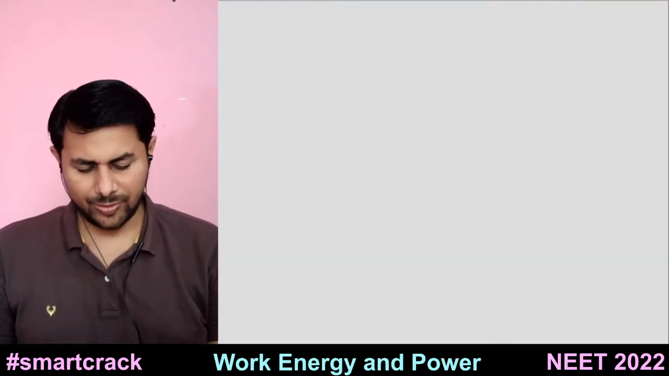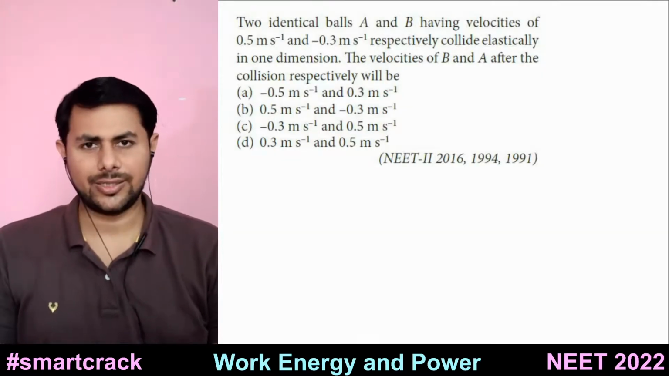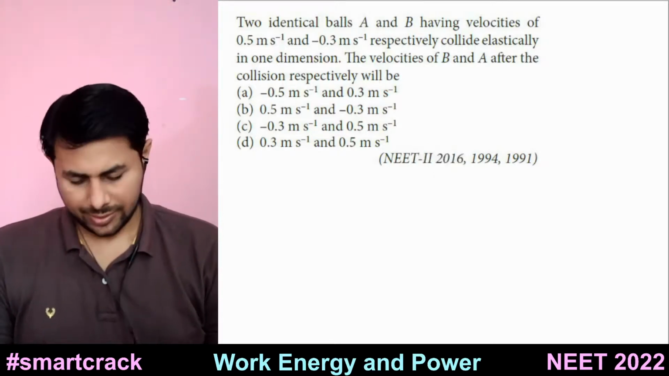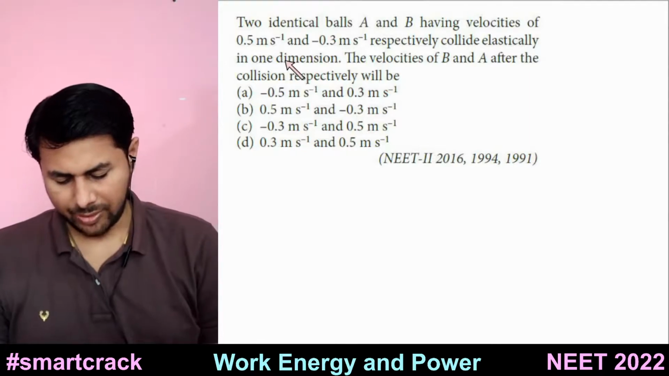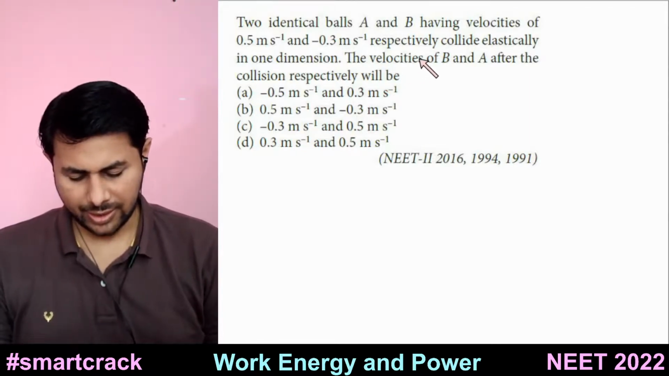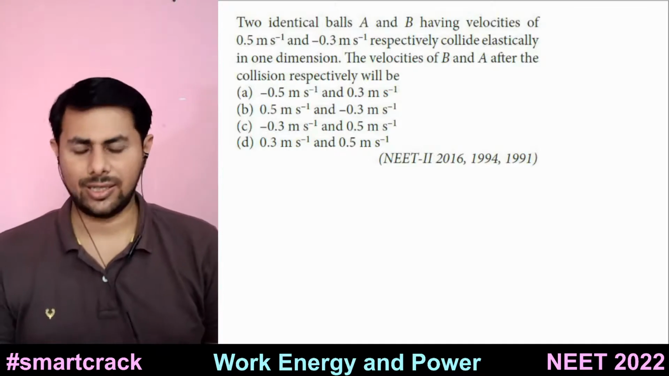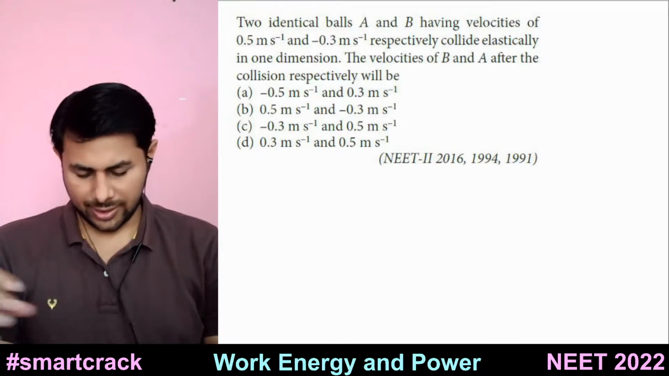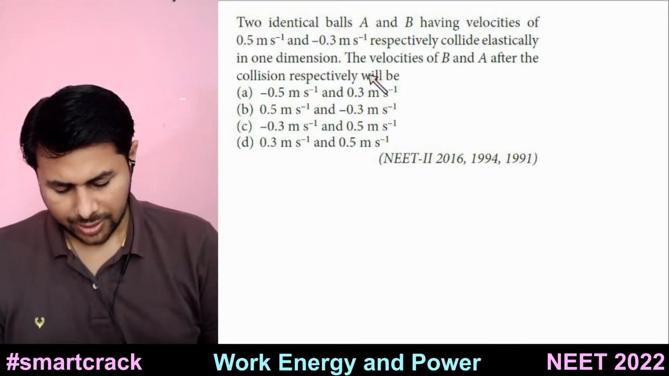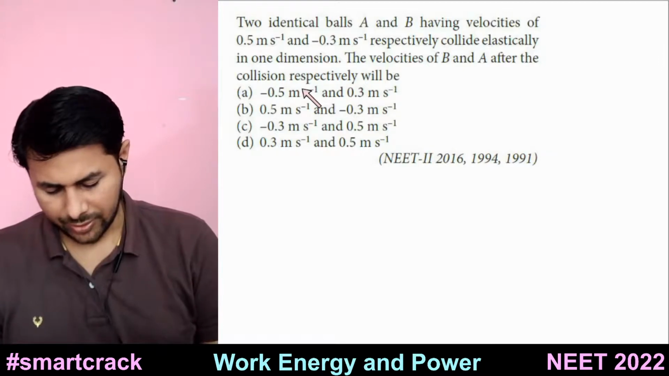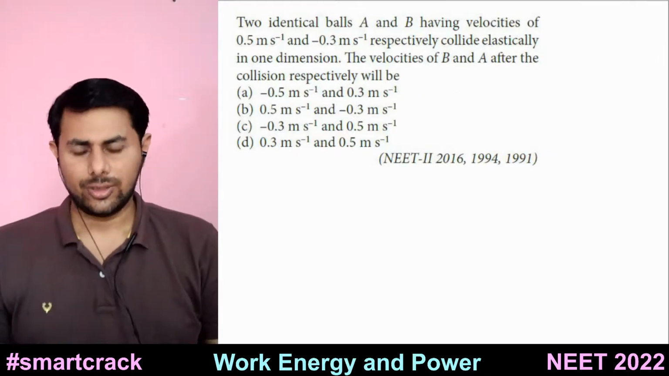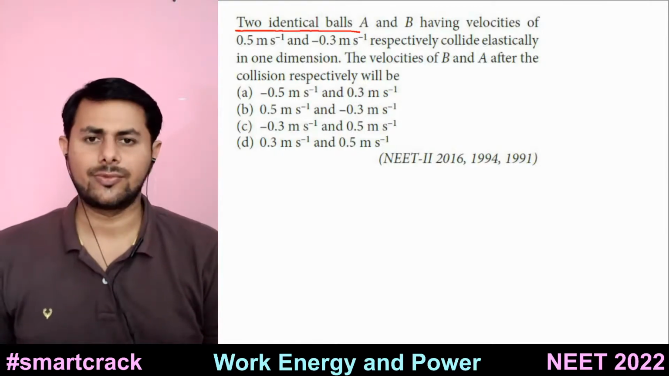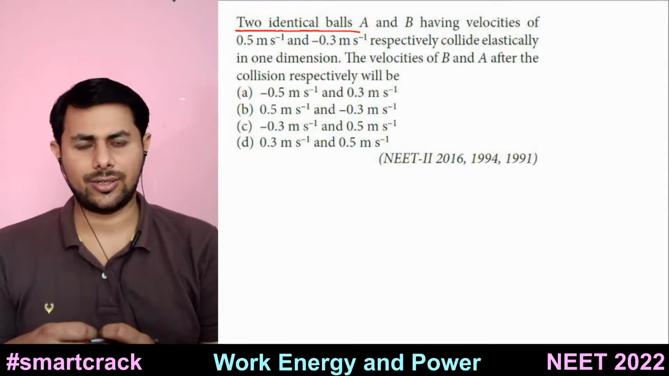This was a simple problem. Yeah, let's see the next one. Two identical balls A and B having velocities 0.5 meters per second and 0.3 meters per second respectively collide elastically in one dimension. Okay, so there is an elastic collision between these two balls. The velocities of B and A after the collision respectively will be. So it's given that these are two identical balls. Okay, so if balls are identical, what happens?